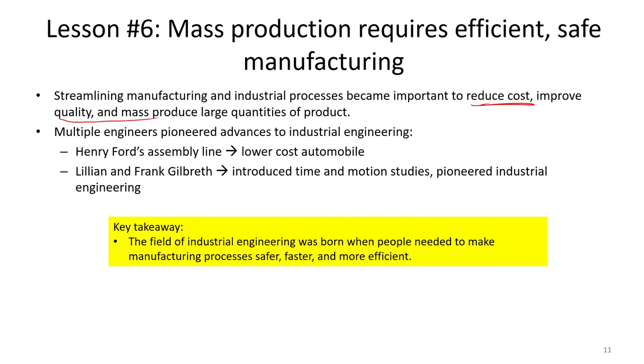You may have heard about Henry Ford's assembly line, which led to a lower cost automobile. And Lillian and Frank Gilbreth were very prevalent pioneers in industrial engineering. And they introduced these time and motion studies to make manufacturing more efficient. So, key takeaway, industrial engineering was born when people needed to make manufacturing safer, faster, and more efficient. If you look at manufacturing today, many of these principles are still in place.